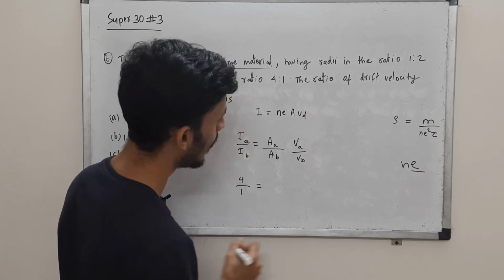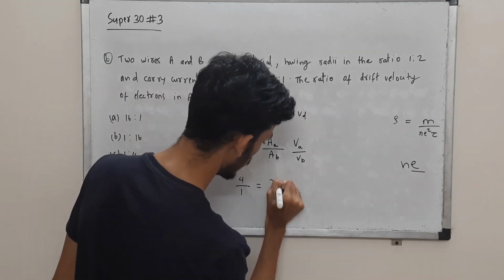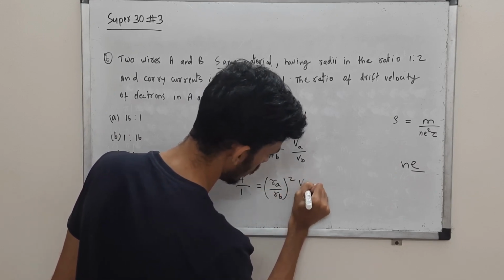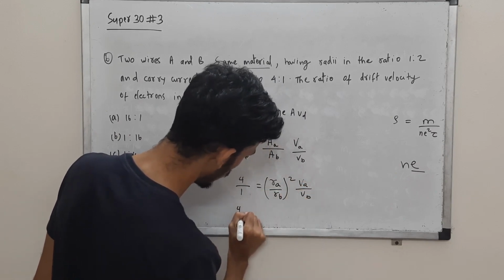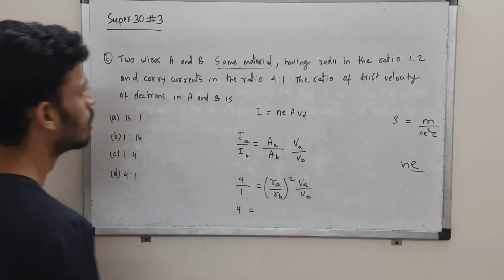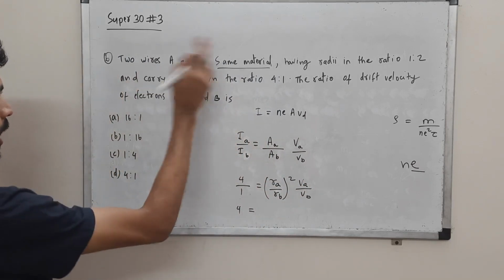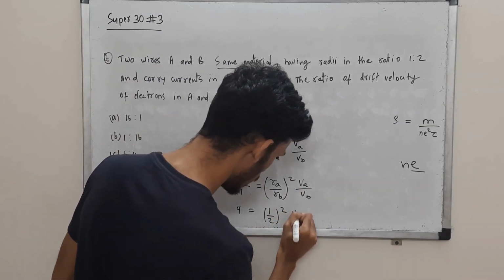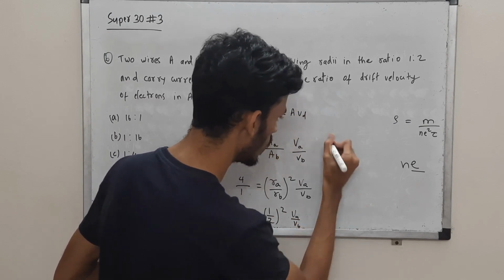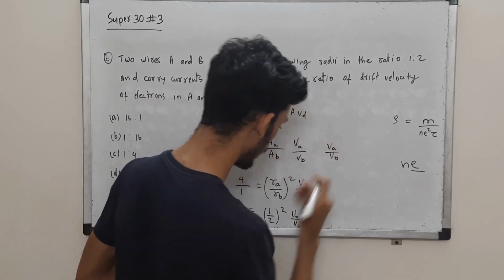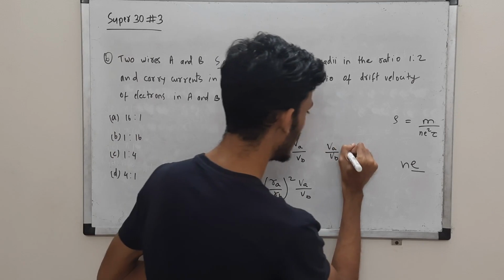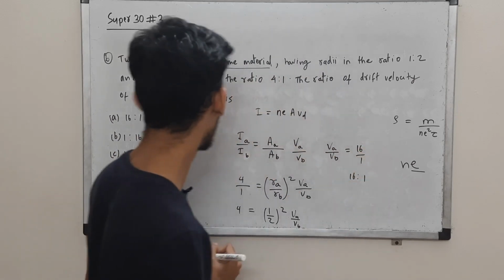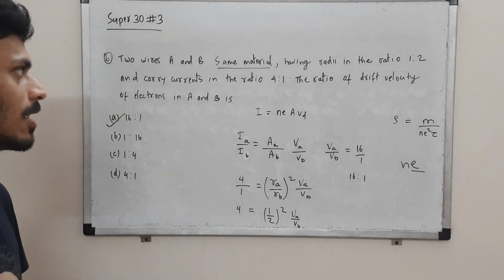Now area is pi r square, or I can say area is proportional to r square. So rA by rB squared, and this is vA by vB. So this is 4, and here the radius is in the ratio 1:2 for A and B. So 1 by 2, squared, and this is vA by vB. From here you can easily see vA by vB will be, this will become 1/4. Go to the other side, 4 fours are 16, so 16:1. The correct choice over here is option A, 16:1.